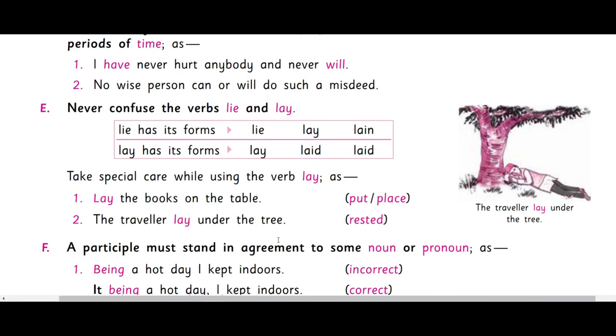Never confuse the verbs lie and lay. Lie has the forms lie, lay, lain. Lay has its forms lay, laid, laid. We understand the meaning of that. Take special care while using the verb lay, as in lay the books on the table. That means put or place the books on the table. The traveler lay under the tree. That lay means he rested under the tree. That is how to understand it.